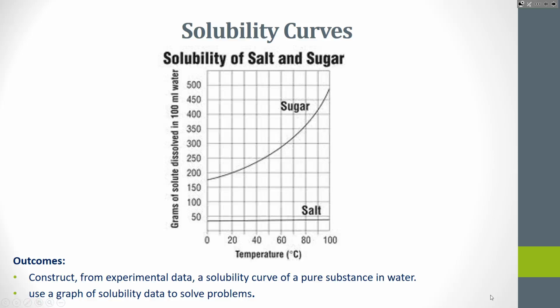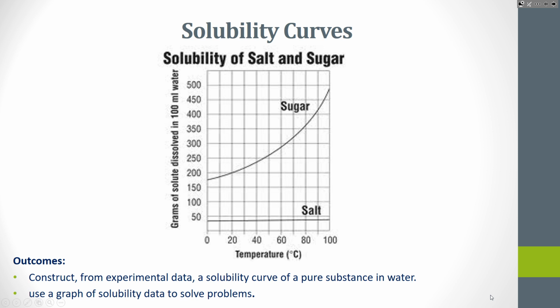Okay, today we're going to start looking at solubility curves. What a solubility curve does is it shows us how temperature affects the solubility of different substances in a certain amount of water. On the screen right now we have two common substances that we're familiar with, sugar and salt. And we can see that temperature has an effect on the solubility.